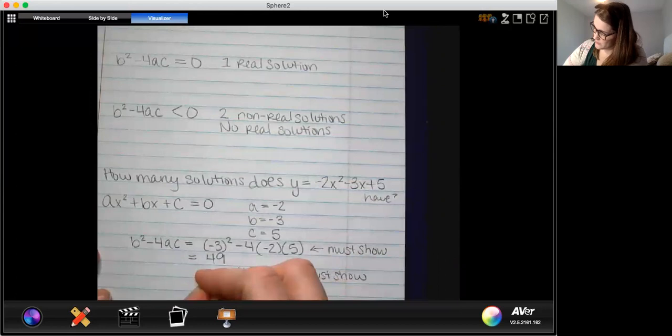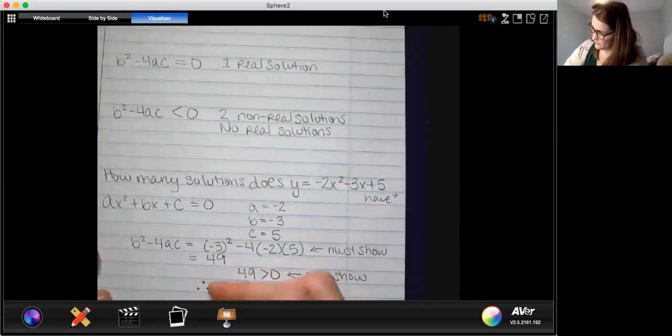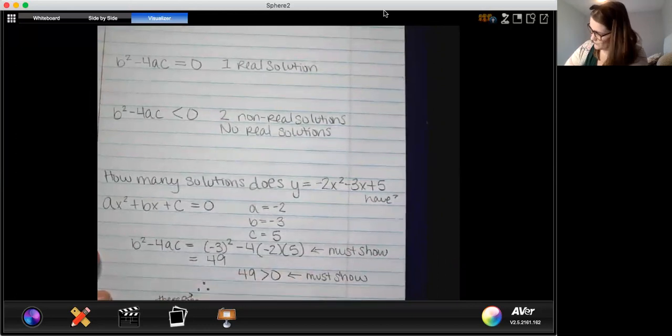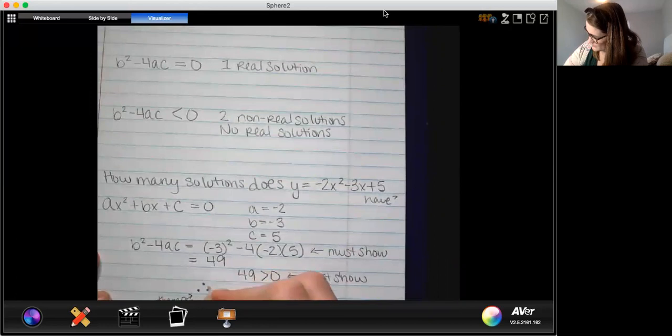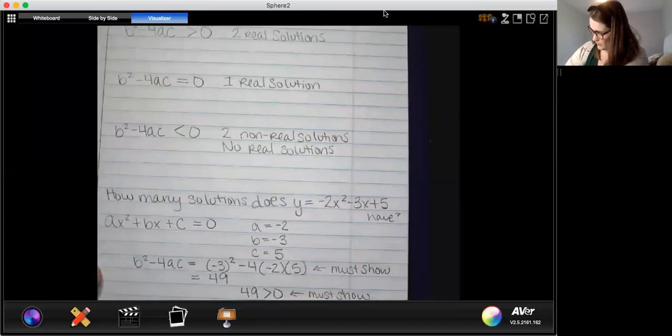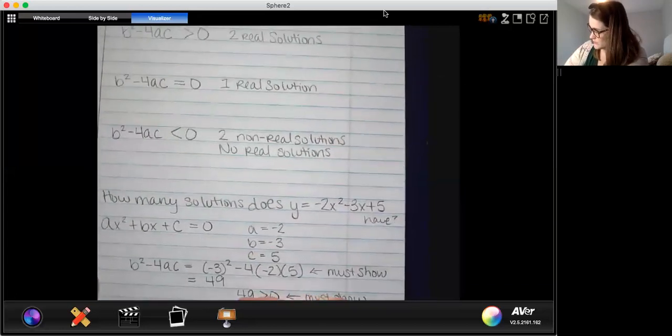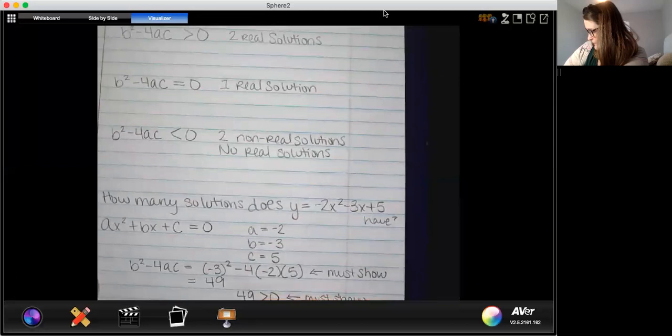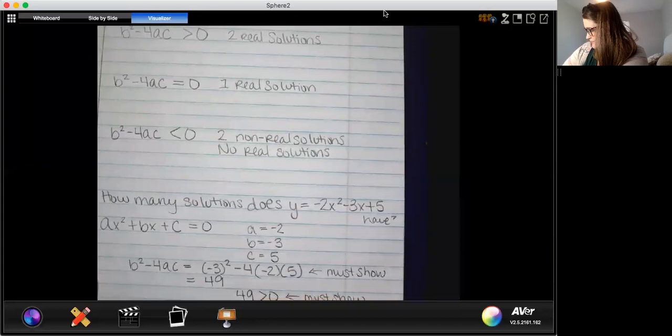Therefore, which I'm going to teach you a little symbol, therefore, which is 3 dots. It's just a fancy way of saying therefore. Because it's greater than 0, we know that there are 2 real solutions, which is again a must show.